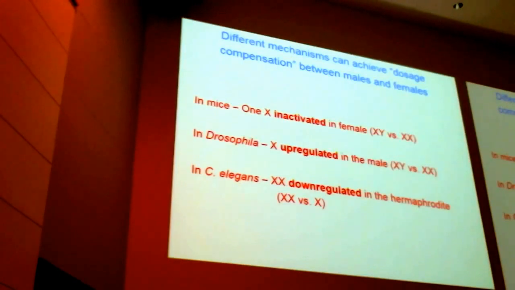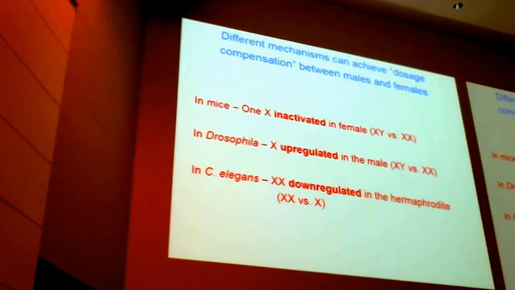The whole point of this inactivation is to make sure that the male X content and the female X content are the same. So one whole chromosome is inactivated so that these two have the same X. But you can achieve that in a different way as well, and that's used in Drosophila, where instead of one of the X being inactivated in the female, you have the one X in the male being upregulated.